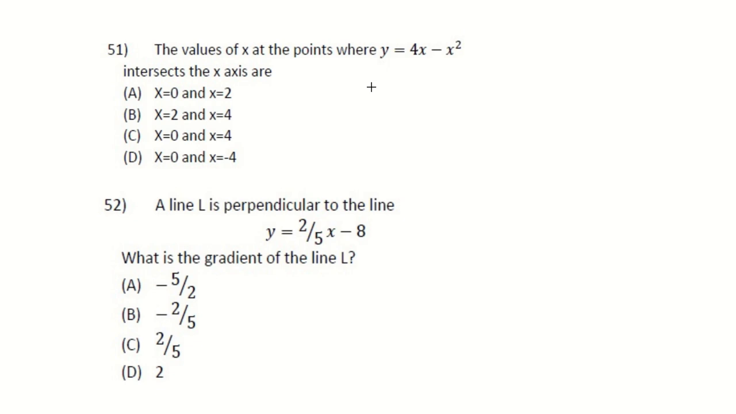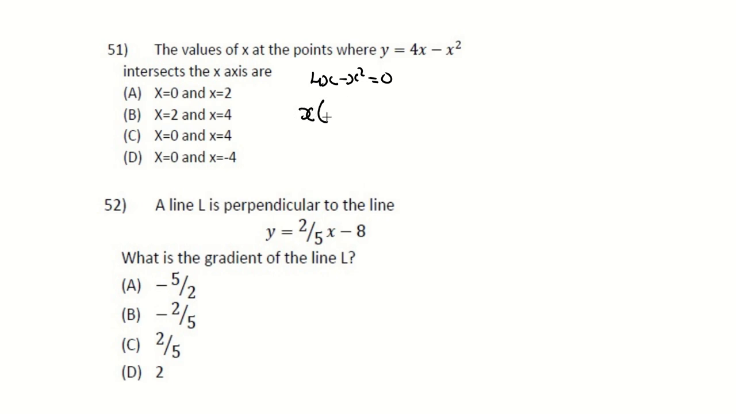Okay, number 51. The values of x at the point where y is equals to 4x minus x squared intersects the x-axis at. That just means they want to know when, if it crosses the x-axis, that means y is equals to 0. So 4x minus x squared is equals to 0. When you're doing this, this is a difference of two squared terms, so I'm going to factorize it, right? Hold on, this is not a squared term. So we are going to factorize it.